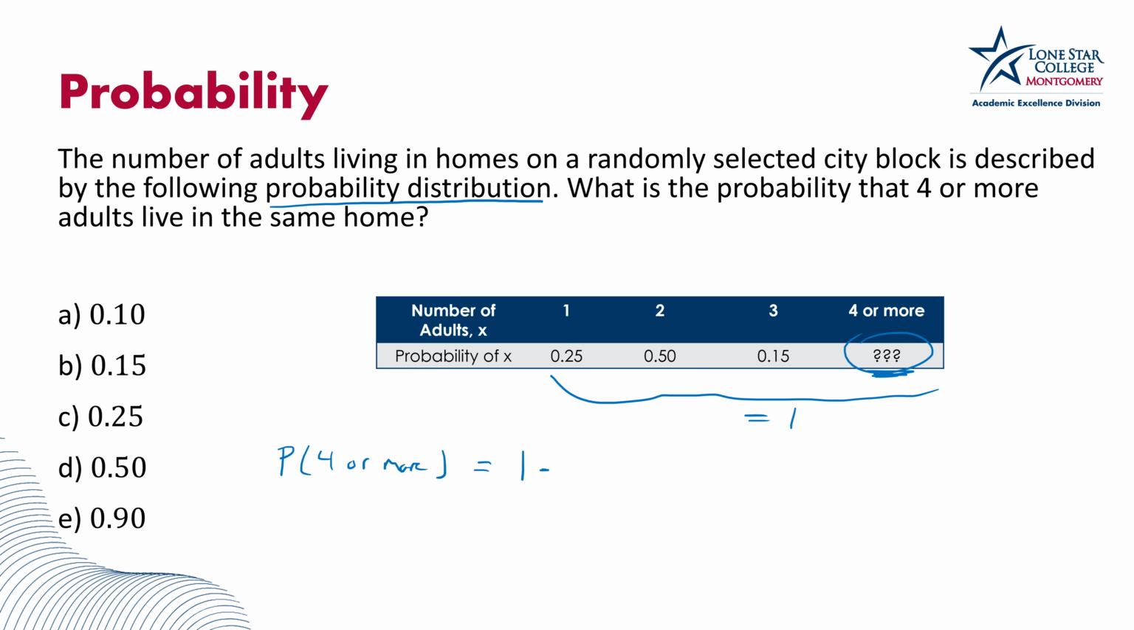So 0.25 for the 1 adult plus 0.50 for the 2 adults and 0.15 for the 3 adults. If we add them up, we'd have 0.25 plus 0.50, that's 0.75, plus 0.15 gives us 0.90. So it'd be 1 minus 0.90, which gives us 0.10. So the probability of 4 or more adults is 0.10. And that gives us answer choice A.